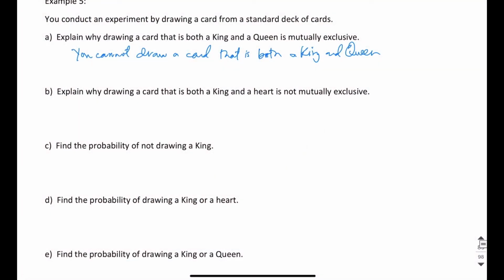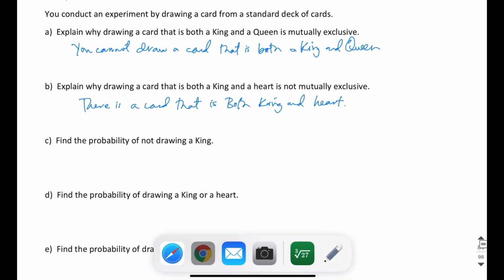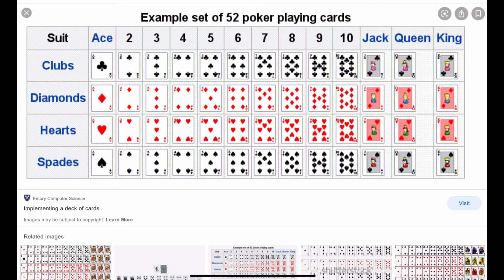What about drawing a card that is both a king and a heart? Why is that not mutually exclusive? The reason is that there is a card that is both a king and a heart. Specifically, the card is the king of hearts. When we go back, you see the king of hearts is this third one right here in the king column. So it is possible to draw a card that is both a king and a heart.